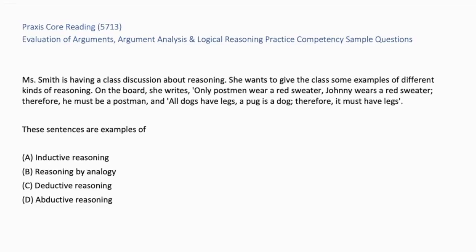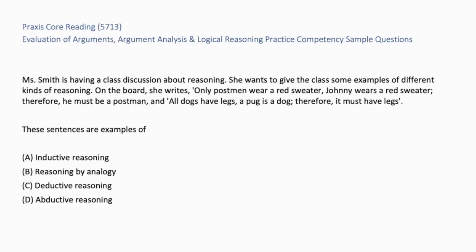Miss Smith is having a class discussion about reasoning. She wants to give the class some examples of different kinds of reasoning. On the board, she writes, "Only postmen wear a red sweater. Johnny wears a red sweater. Therefore, he must be a postman. And all dogs have legs. A pug is a dog. Therefore, it must have legs."